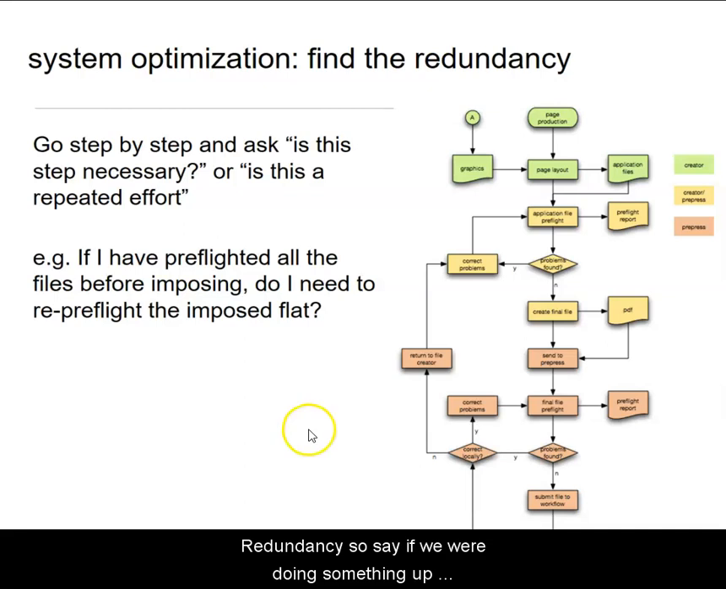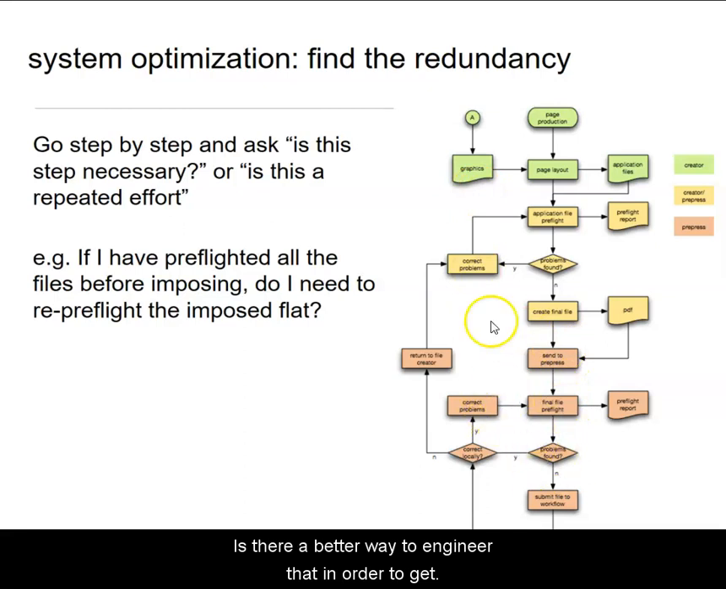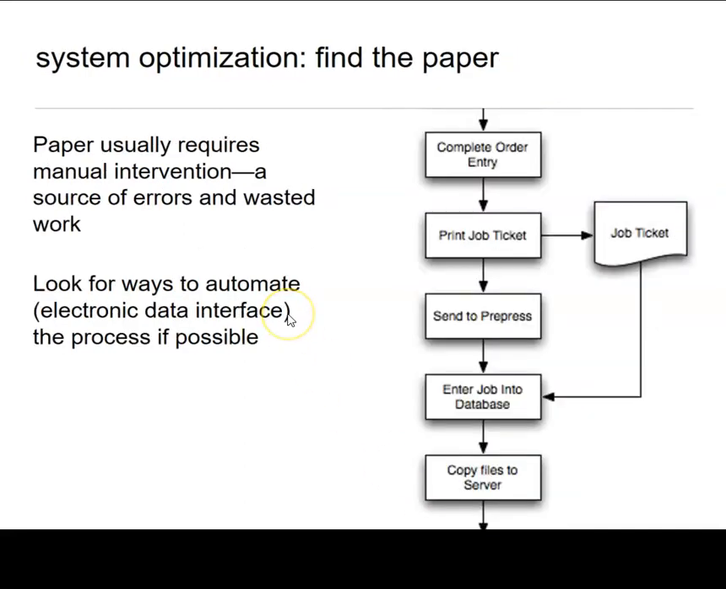Redundancy. Say we were doing something upstream and then we were doing something similar downstream, can we get rid of the downstream activities and just move it up here? Is there a better way to engineer that in order to get rid of those redundancies? Find the paper. Anytime we see a paper node or a document node, it's something to think about. Is there a way that we can automate? Is there a way that we can get rid of that document?